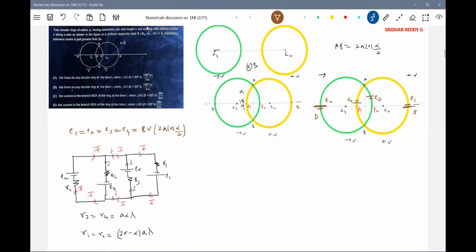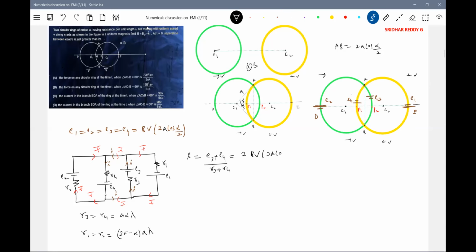Able to notice this one. So what is I equal to? I think if you write the I is equal to, it will be E3 plus E4 over R3 plus R4. And the sum of that should be equal. So therefore this will be 2 into BV.